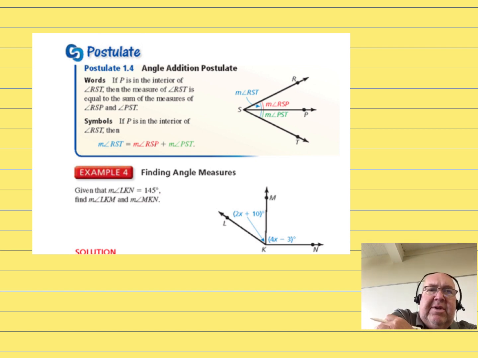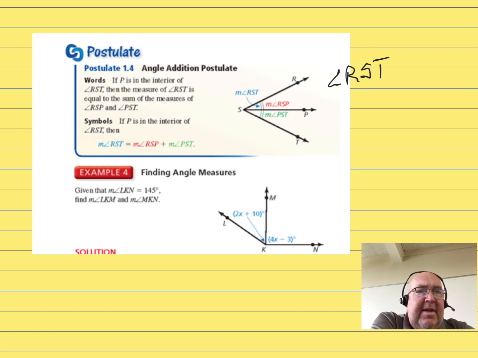So here, this is what we're going to be working with a lot during this assignment part: the angle addition postulate. It means that if you have a larger angle, in this case angle RST, and it is divided by a ray in the middle, ray SP, the angles formed by that division will add up to that larger angle. So using that postulate, we're going to look down here at the bottom.